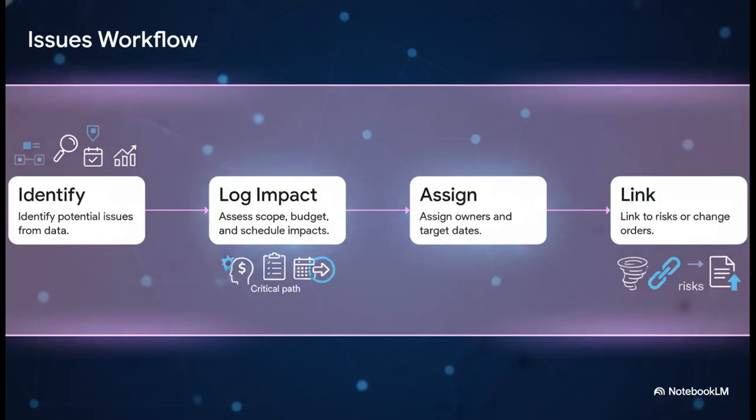Inside the system, you can actually have PMoly do a quick scan of your risk profile, your schedule variance, and your gate data to identify potential issues for you. Once an issue is identified, your job is to log its impact. You need to specifically flag if it's hitting the scope, the budget, or the critical path. Then, you assign a clear owner, a target resolution date, and link it backward to any risks that just materialized or forward to a formal change order.